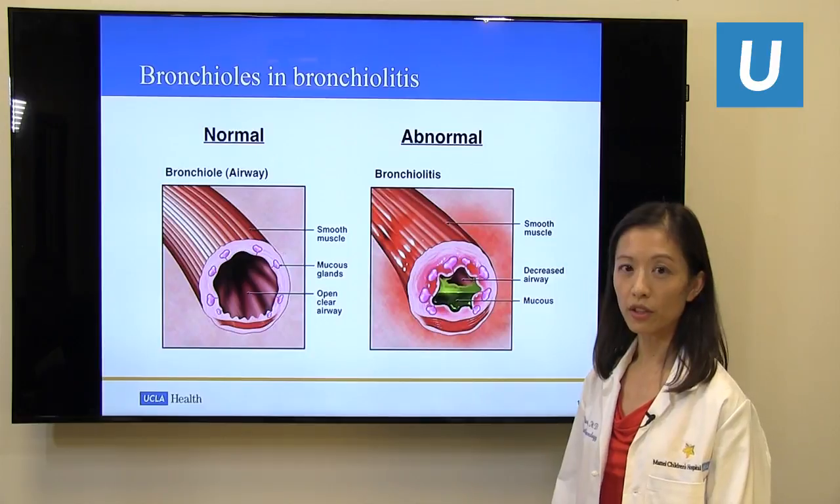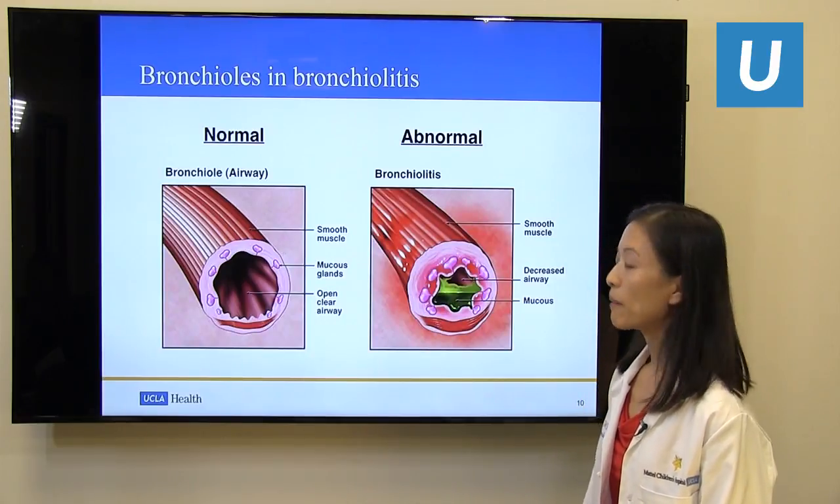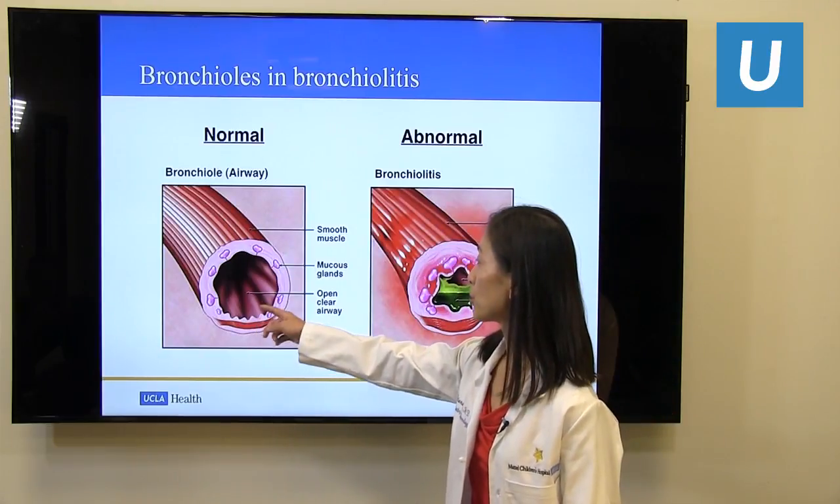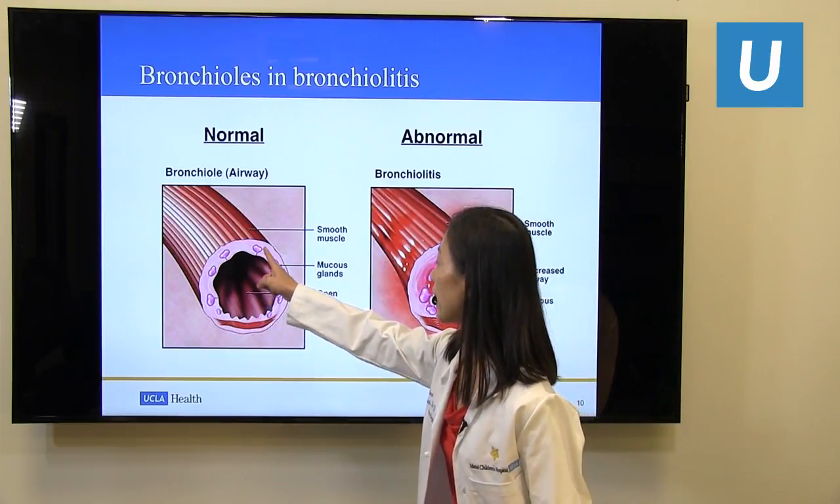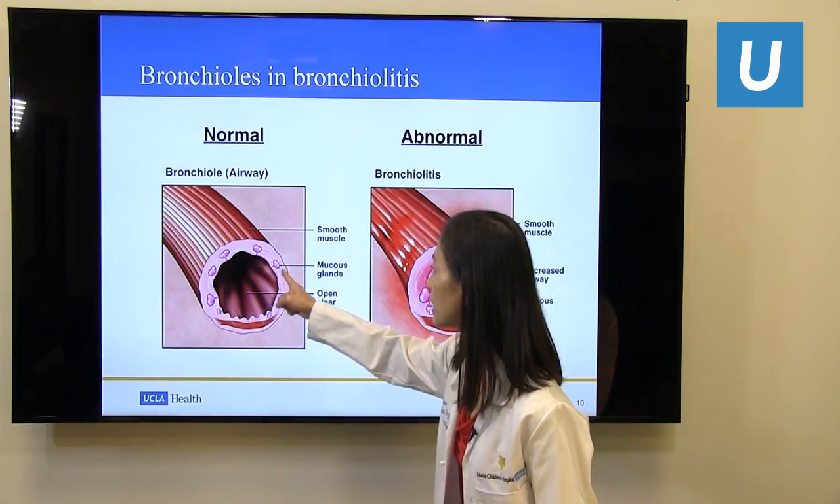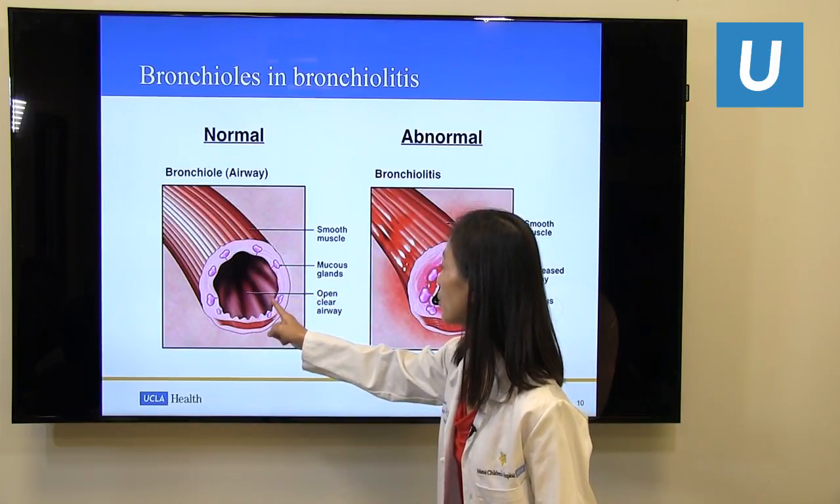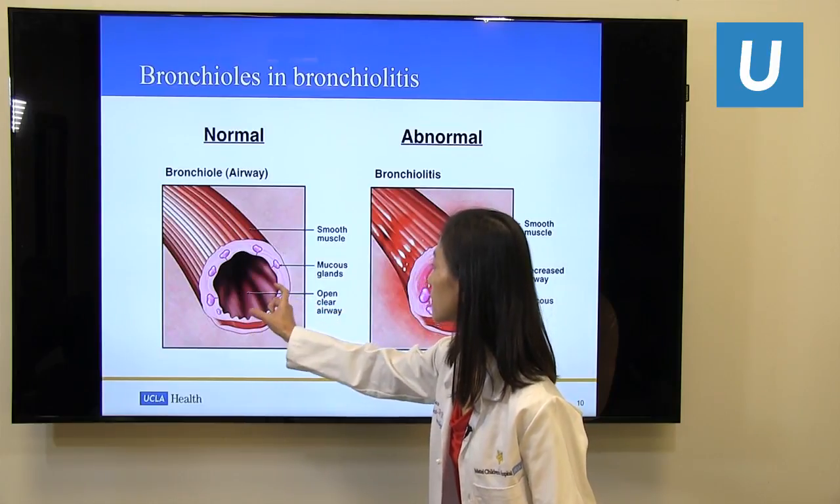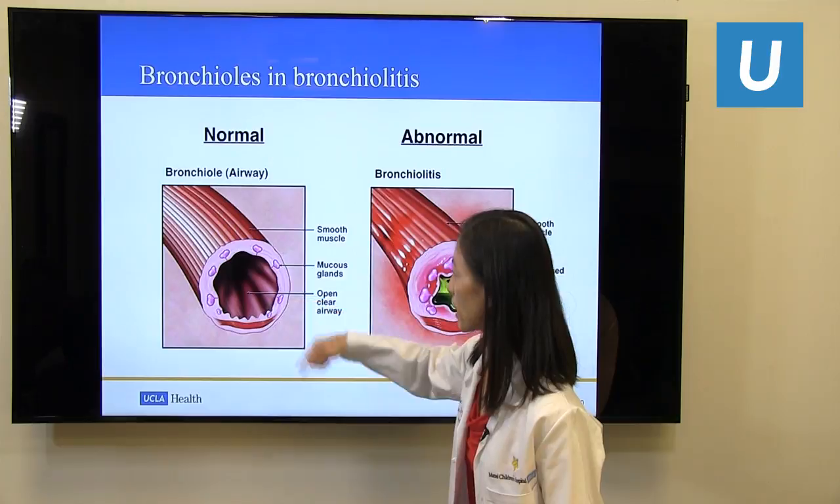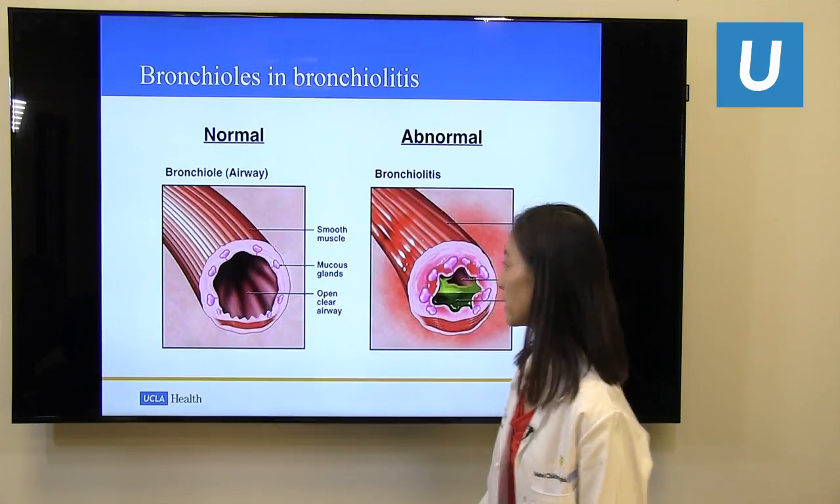What do the bronchioles look like in bronchiolitis? Imagine our airways as a hollow tube. The picture here on the left shows normal airways. You see that the tissue surrounding the airway, this hollow tube, is healthy and pink. And your airway opening here is widely open and clear, and that allows a good amount of air to move in and out as we breathe in and out.